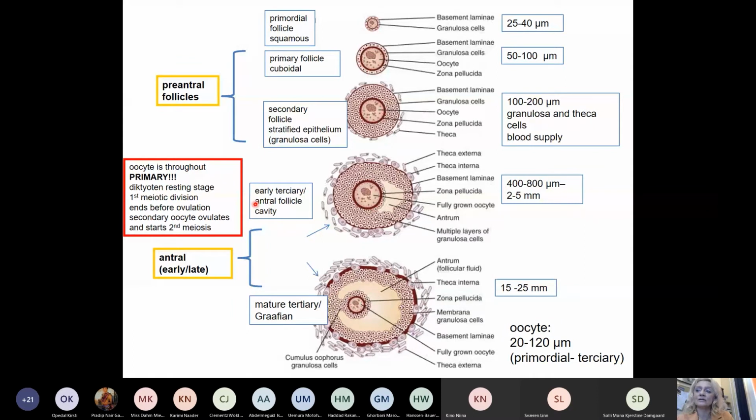This is the early, or immature, and the late, or mature, Graafian follicle, also called tertiary follicle. And here, where the oocyte remains surrounded by the granulosa cells, this is called corona radiata, and cumulus oophorus is the area, the island, the islet where the oocyte is embedded.